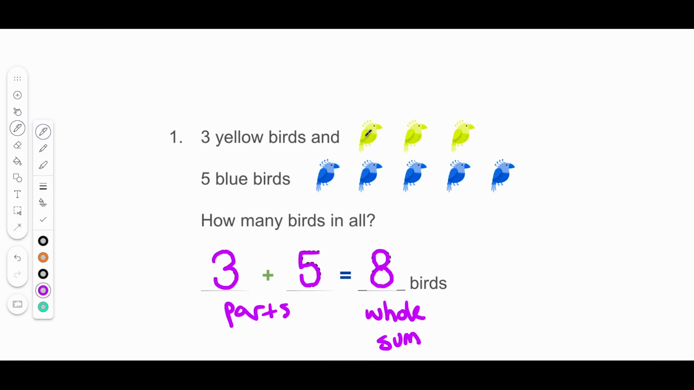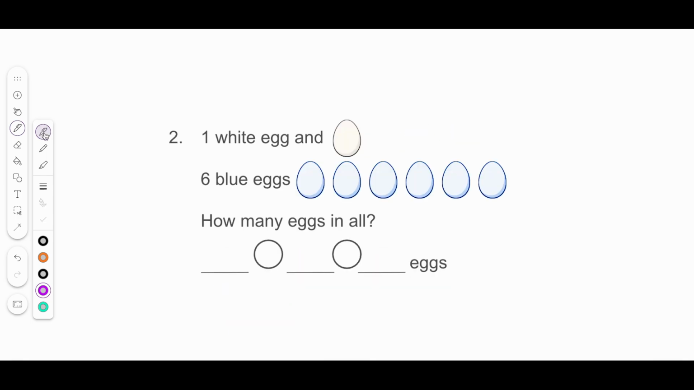That's the easier way to do this problem. Start with the larger number so you have less work to do. Some students will count each bird individually. Others will start with 3 and then count up from there.